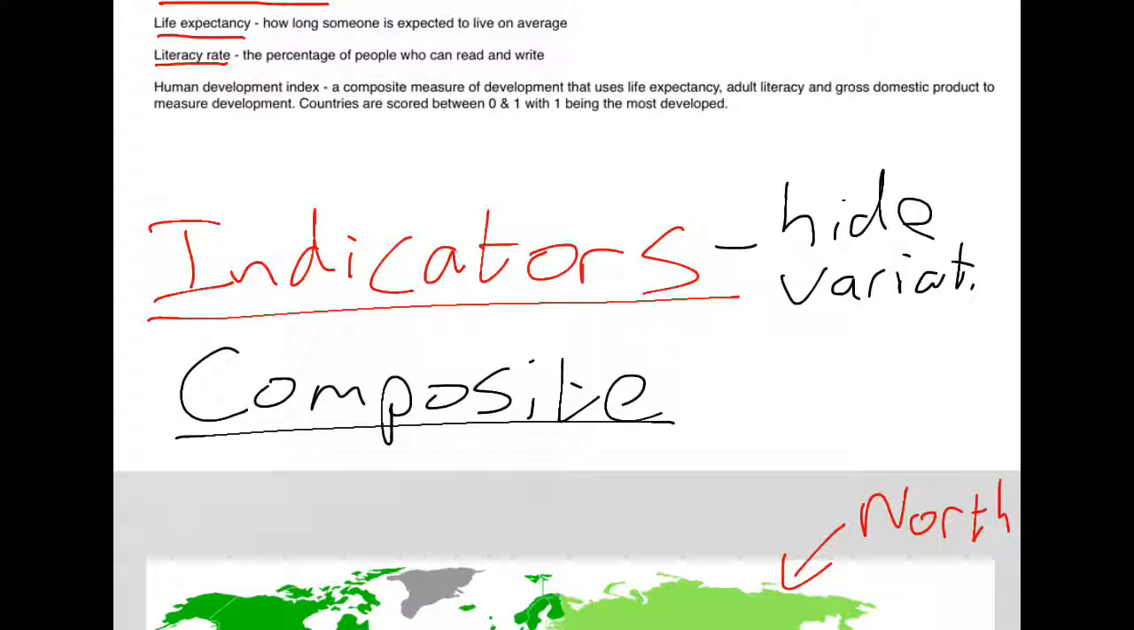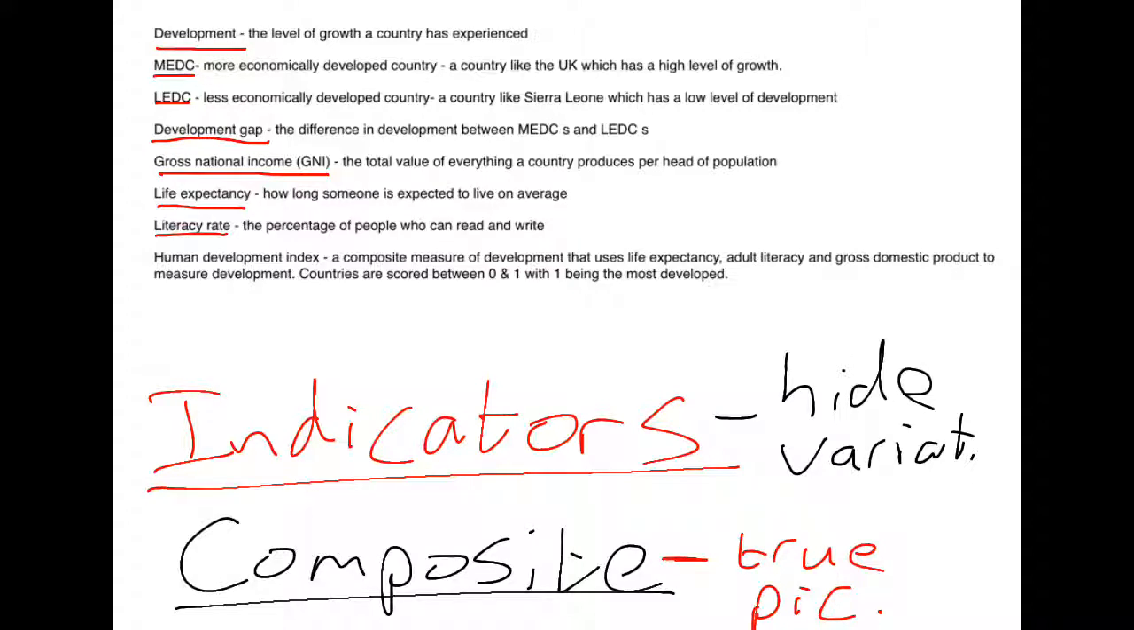Okay. So if we think about composite indicators, using more than one indicator, it gives us a truer picture of what we actually see within a country. The most commonly used composite indicator is this Human Development Index. This is a composite measure that uses life expectancy, adult literacy, and gross domestic product to measure development. Countries are scored between 0 and 1, with 1 being the most developed.